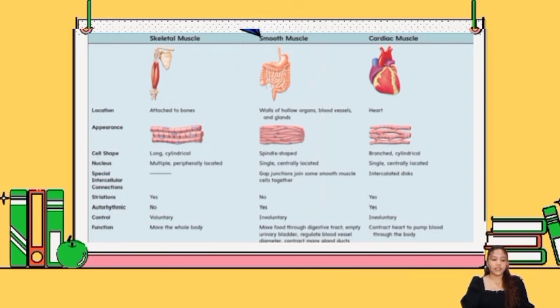Finally, the cardiac muscle. Cardiac muscle is striated like the skeletal muscle and involuntary like the smooth muscle. This type of muscle is only in the heart. The location of cardiac muscle is in the walls of the heart. Cardiac muscle is responsible for the contraction of the heart. Contraction of the heart causes blood to move through the body.